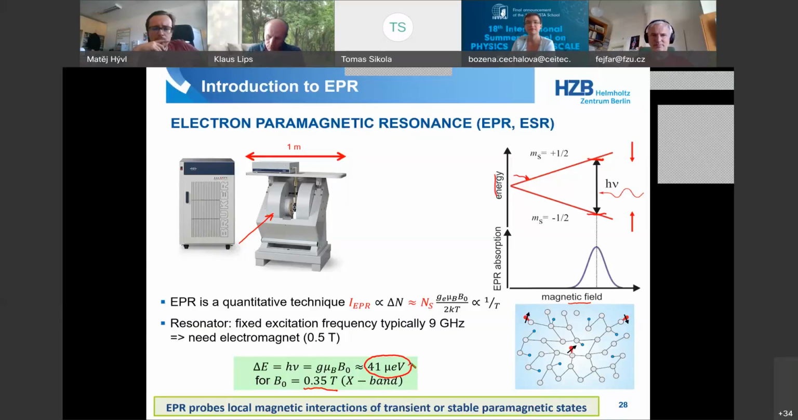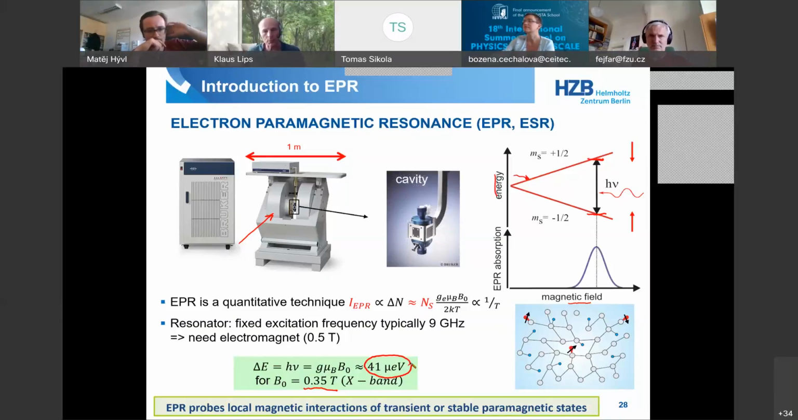Now, the problem with this is it's very difficult to measure because we have this very little polarization. So that means we need tricks to be more sensitive, and that is a resonator. We put the whole sample into what we call a resonator, and 41 micro electron volts convert into a frequency of 9 gigahertz, and that's microwaves. So this is centimeter waves, and that means that cavity has centimeter size, and the sample is in there.